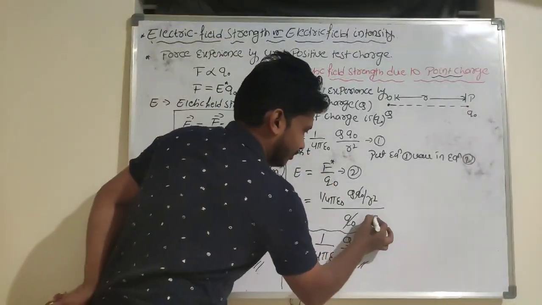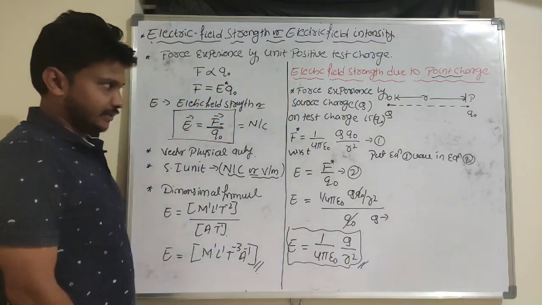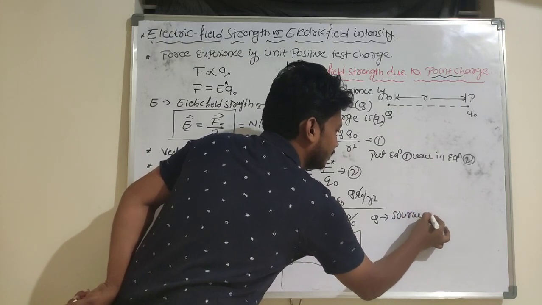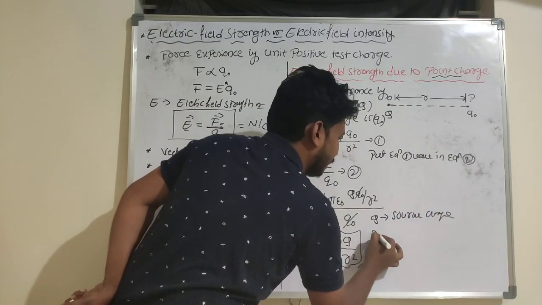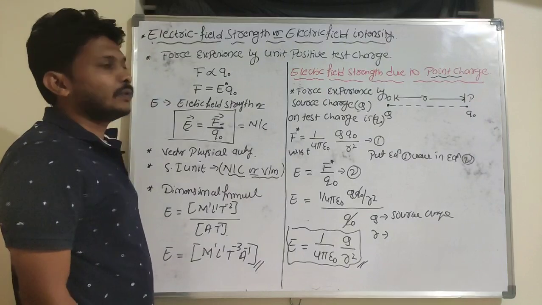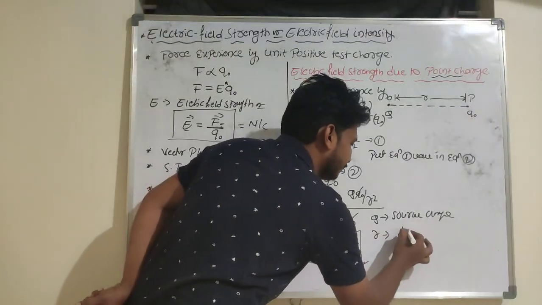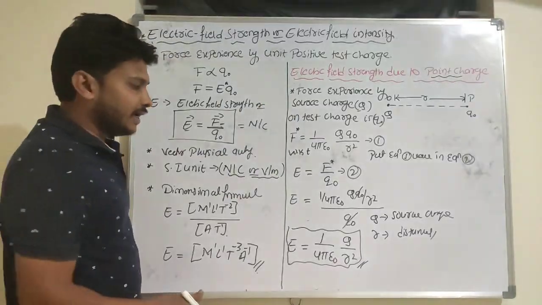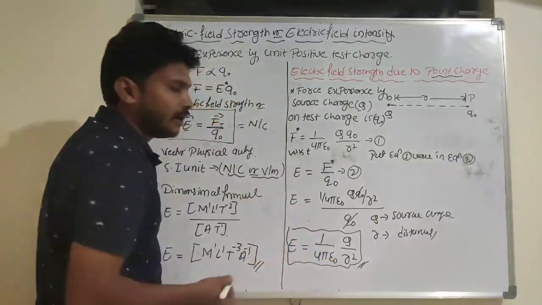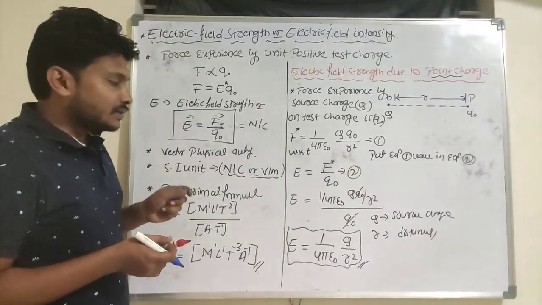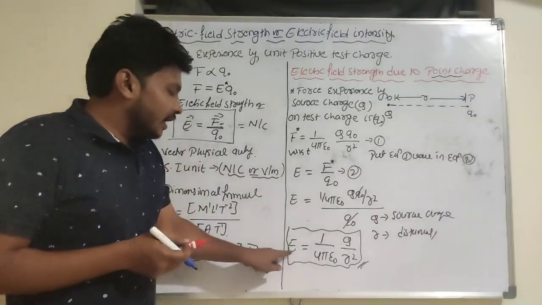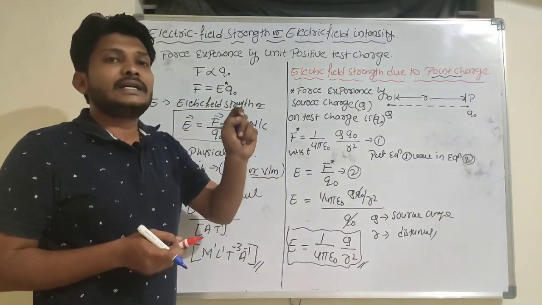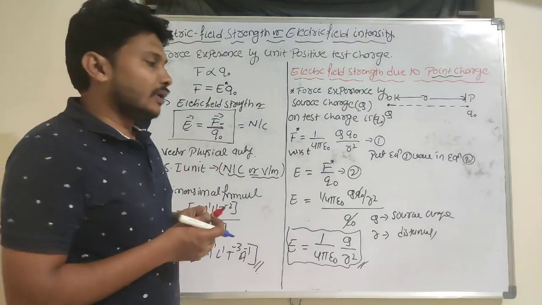Electric field strength due to a point charge, E is equal to 1 by 4 pi epsilon naught Q by R square, where Q indicates what? Test charge or source charge? Q indicates the source charge, and R indicates the distance between source charge and test charge. So what is the physical meaning from this equation? It indicates that electric field strength depends only on the source charge. It is independent of the magnitude of the test charge.